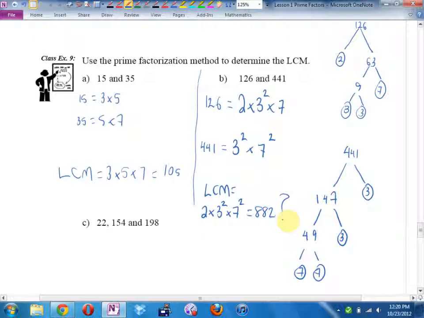I listed the prime factorization of the first, 126, which turned out to be 2 times 3 squared times 7. I listed the prime factorization of 441, which turned out to be, why do you think I'm sitting in the back row, mister? Put the phone away. Which turned out to be 3 squared times 7 squared. Then I said, okay, how many 2's do I need? 1. How many 3's do I need? 2. How many 7's do I need? 2. So it's going to be 2 times 3 squared times 7 squared, 882.